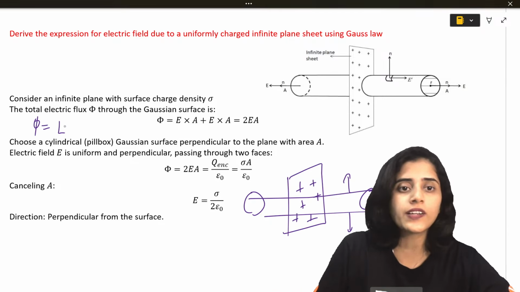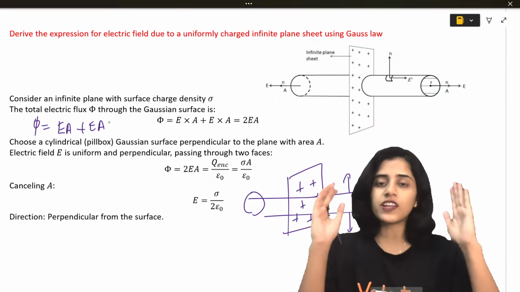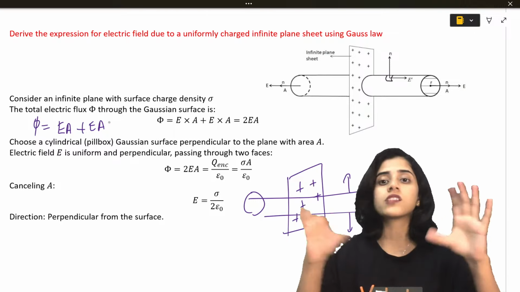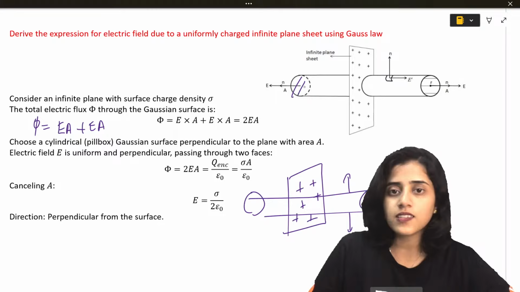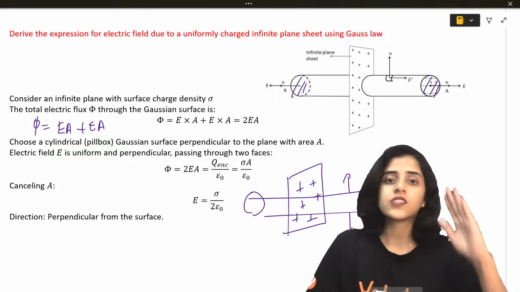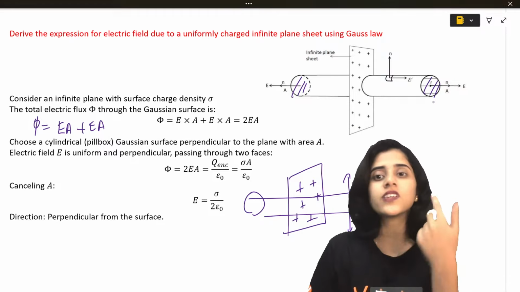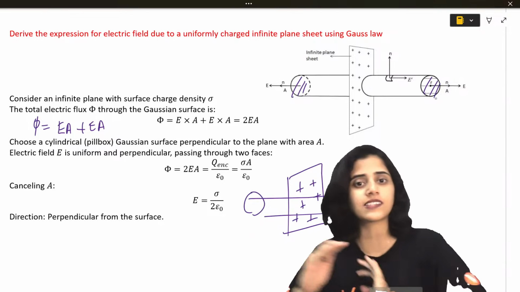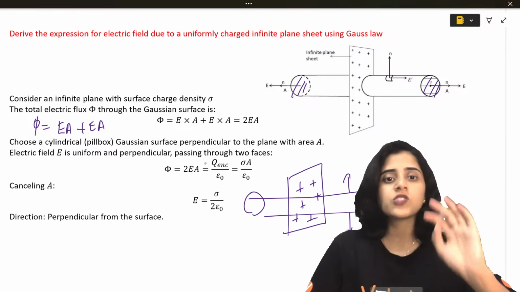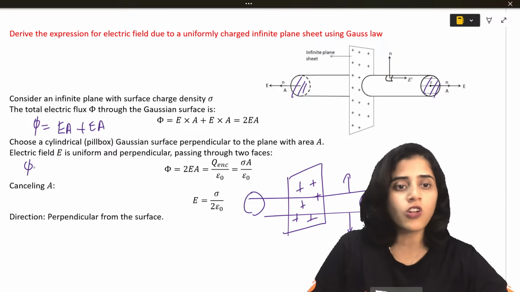Phi is equal to EA plus EA, which is electric field into area on both the sides of the cylinder, this side and this side. So total electric flux will be 2EA: the flux that enters through one side and the flux that exits through the other side. So phi is equal to 2EA. Gauss law states that phi is equal to Q by epsilon naught.